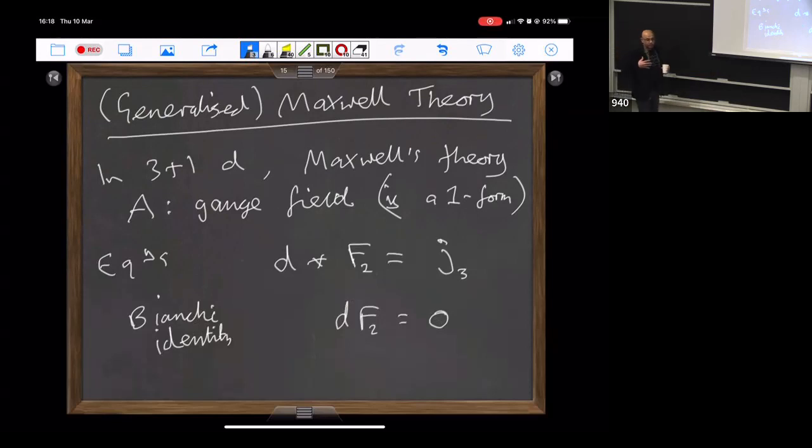The reason it's a 3 form is because particles, if you think of a particle moving on a line in our 3+1 dimensions, the world line of a particle is a codimension 3 object. You have to specify 3 positions just to say where the particle is. That's why it's a 3 form.